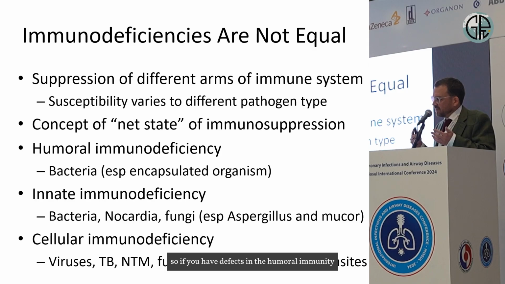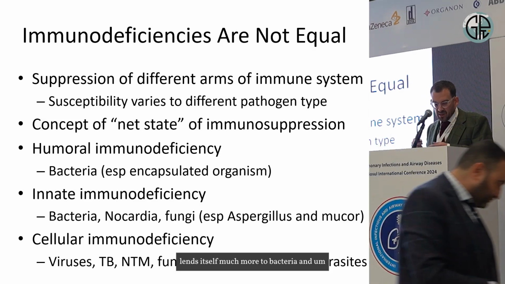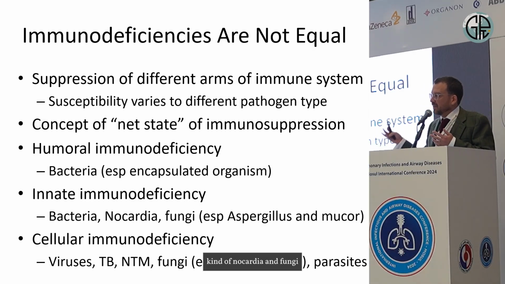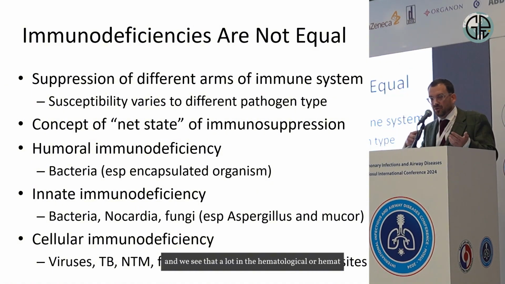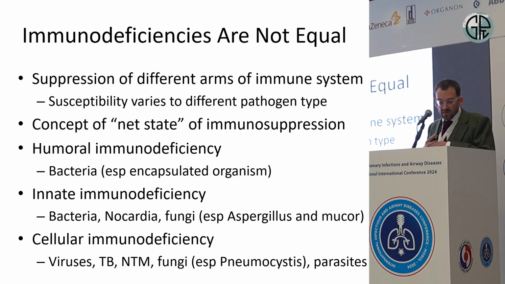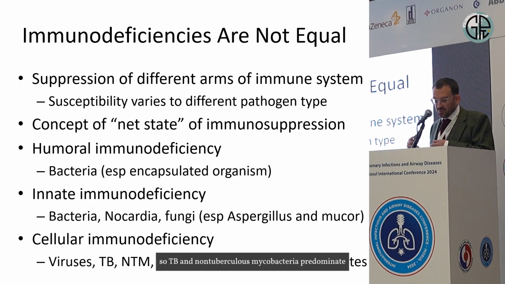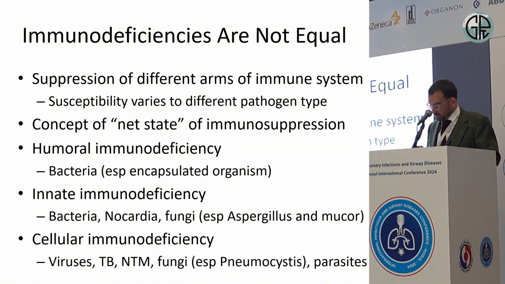So if you have defects in the humoral immunity, you are much more likely to experience infections with bacteria, particularly encapsulated bacteria. Innate immunodeficiency lends itself much more to bacteria and nocardia and fungi, particularly Aspergillus and mucormycosis, and we see that a lot in the hemato-oncology setting with patients with profound neutropenia. And in patients with cellular immunodeficiency, we see viruses, mycobacteria, so TB and non-tuberculous mycobacteria predominate, and other fungi, particularly Pneumocystis jirovecii, along with some parasites.